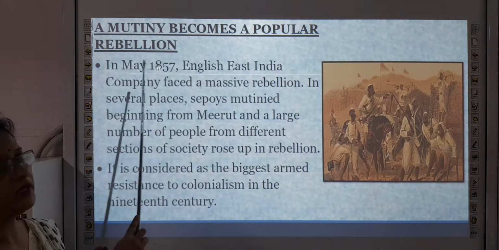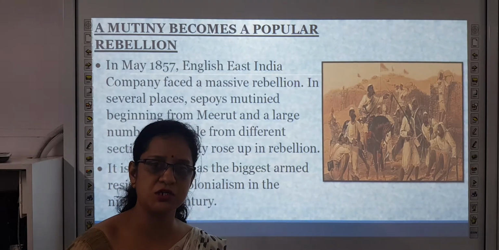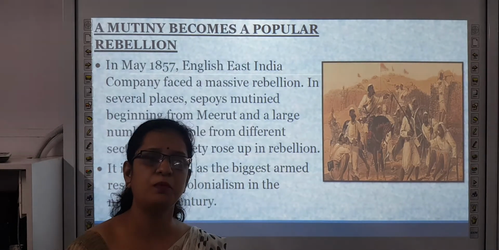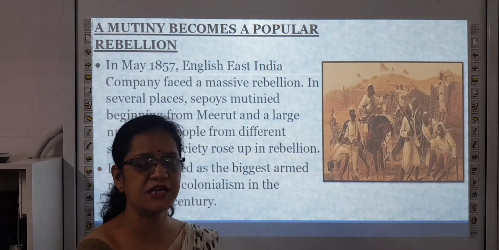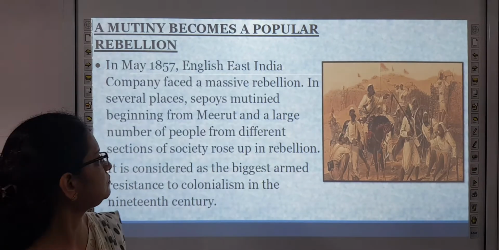Now, a mutiny becomes a popular rebellion. Students, mutiny means when a group of soldiers start disobeying their officers. The meaning is given on page number 55, right hand side. Mark it and underline it. It is very important for you to know.